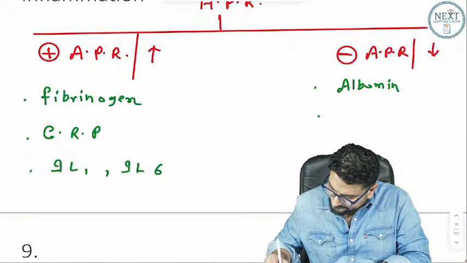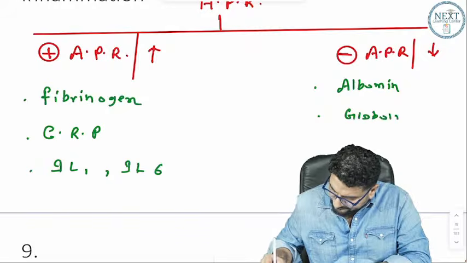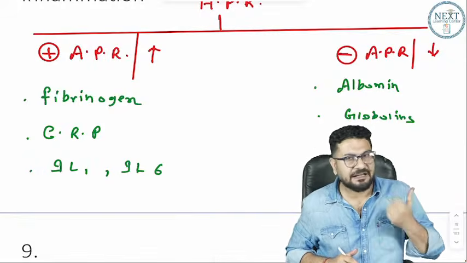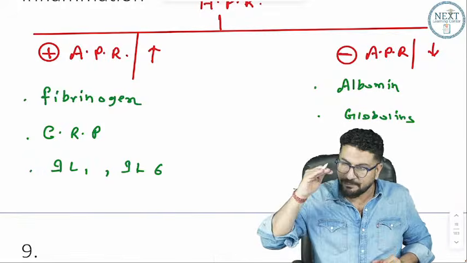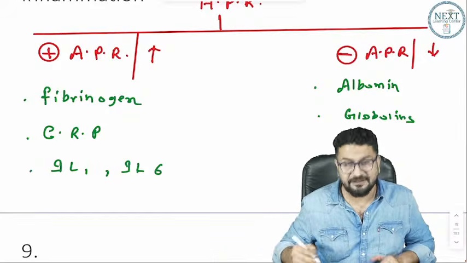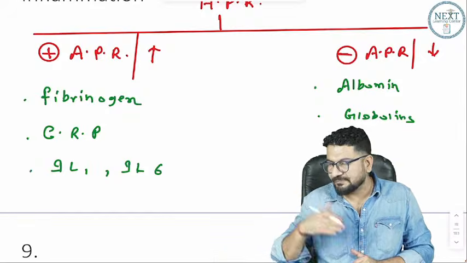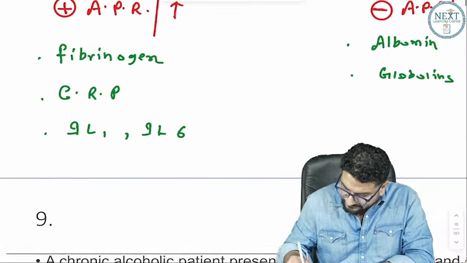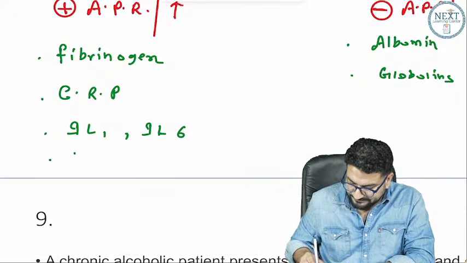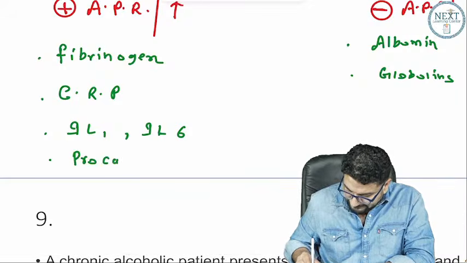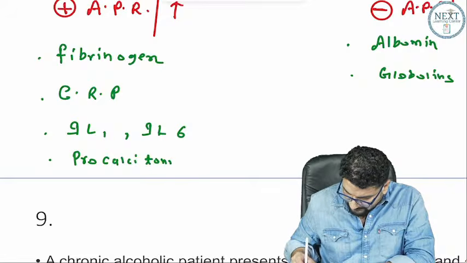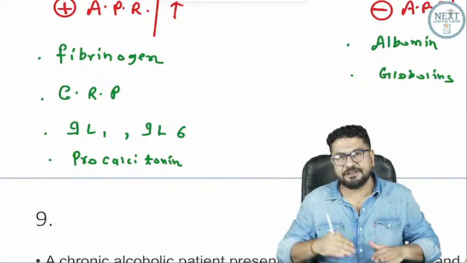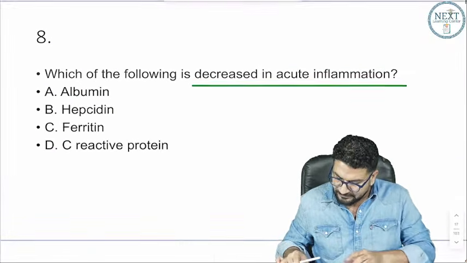What decreases are albumin and globulin. Like in a hepatitis patient, sometimes a cirrhosis patient, you will see albumin is low. In nephrotic syndrome, you will see albumin is low. In sepsis, you can see albumin is low. For sepsis, we have a marker that is also increased. What is increased for sepsis? Procalcitonin. Anything that increases, we call positive acute phase reactant. Anything that decreases, we call negative. Simple.